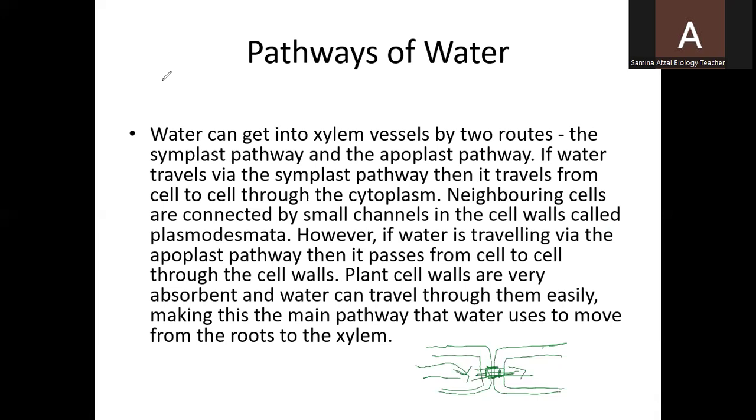The neighboring cells are connected by small channels in the cell walls called plasmodesmata. However, if water is traveling via the apoplast pathway, then it passes from cell to cell through the cell wall. You can see there is no involvement of cytoplasm, because water will move from cell wall to cell wall. It is the simplest pathway, easily making this the main pathway that water uses to move from the roots to the xylem.